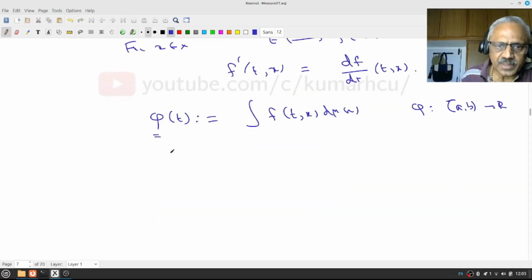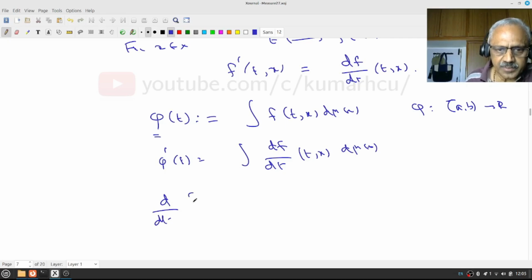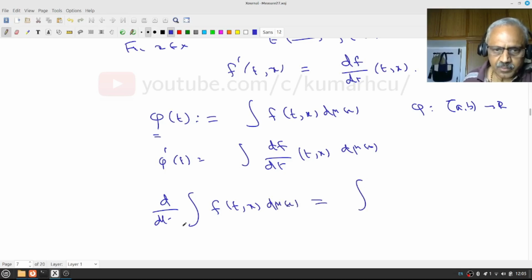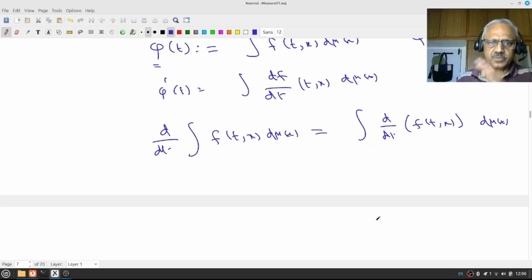Therefore, what it says is this function is differentiable, and I want to say the derivative is nothing other than the integral of df by dt at t, x d mu. Loosely speaking, what it says is that d by dt of the integral of f(t, x) d mu x is, I can interchange the differentiation and the integral. Push the differentiation under the integral sign: integral of df by dt of f(t, x) d mu x. This is what the theorem wants to say.